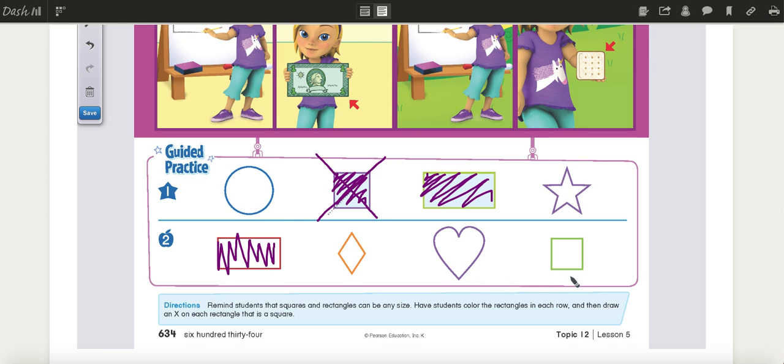The next one? A square, and it is also a rectangle. It has the 4 sides, 4 corners. The right and left sides are the same length. The top and the bottom are the same length. So step 2 says we need to draw an X on each rectangle that is a square. Is this rectangle a square? No, because the sides are not all the same. Let's look at this one. Is this a square? Yes, so we're going to go ahead and draw an X on it. Okay, let's go to the next page.